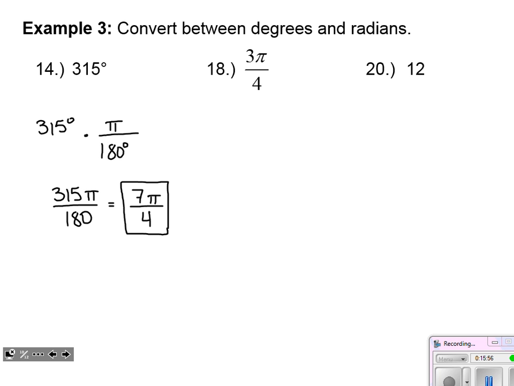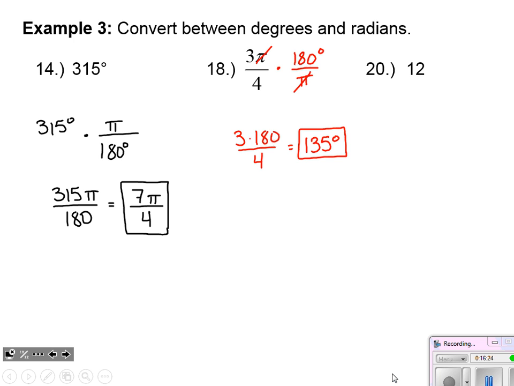For number 18, here I'm starting with radians. I want to cancel out the pi, so I'm going to multiply by 180 degrees over pi, and that will cancel out. I've got 3 times 180 divided by 4. Okay, 3 times 180 divided by 4 simplifies to 135 degrees. And we can use a calculator to help with that, obviously. For our number 14, we obviously just would have done 315 over 180, and then use the calculator to simplify the fraction. Just know that there's a pi left in the numerator.